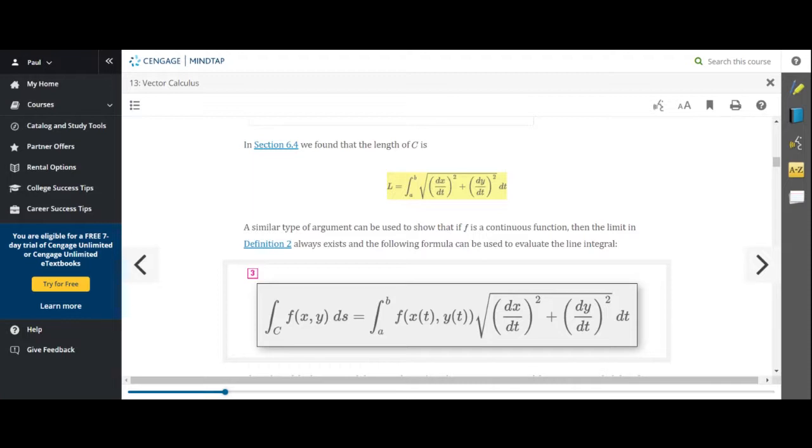Okay, so do you see what they're doing there? They're replacing the ds with the square root of dx dt squared plus dy dt squared dt. Are we okay with that? So they want to go from an integral with respect to s to an integral with respect to t. Of course, x and y are functions of t, and they replace ds with what you see there.